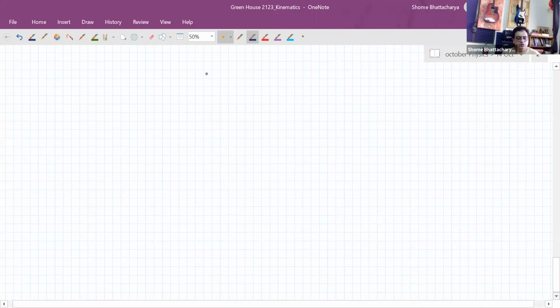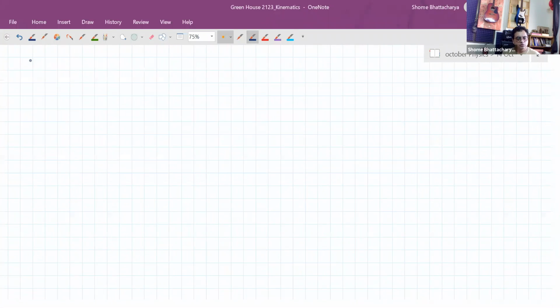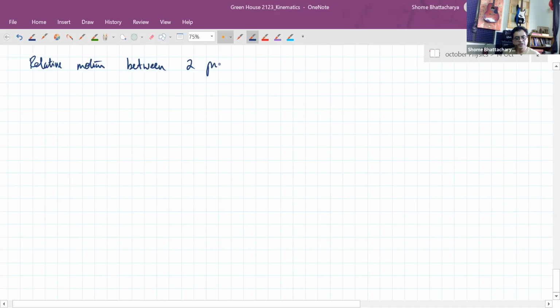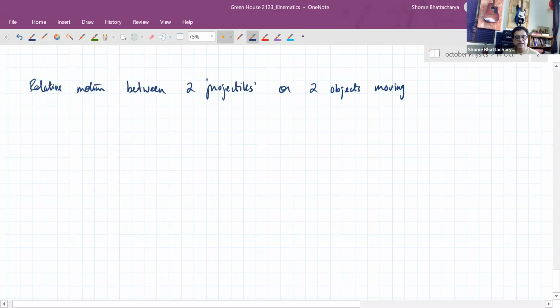Okay, now we will move on to some more types of applications of relative motion. So, relative motion between two projectiles or two objects moving under the action of gravity.